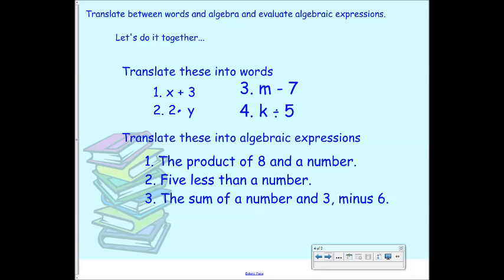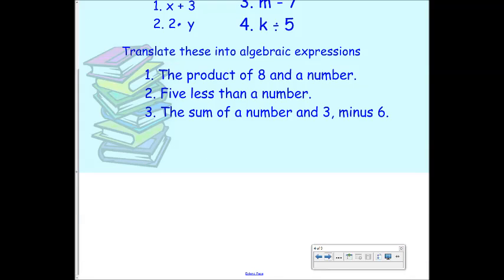The quotient of k and 5. Good. What's one more way you could say it? Yeah, k divided by 5. Good. Okay. You're also going to have to do it backwards. There's 3 examples here. What's the product of 8 and a number?